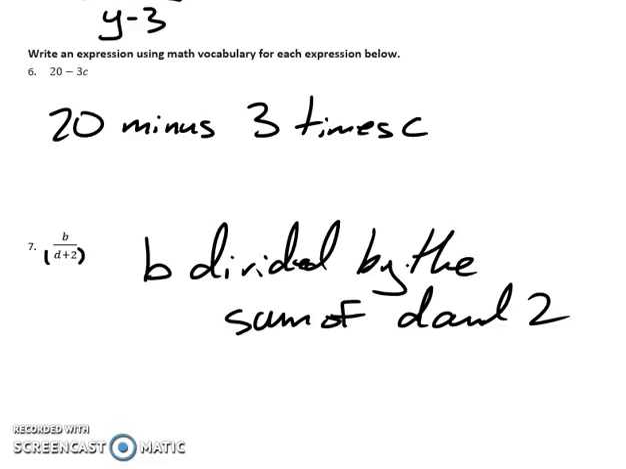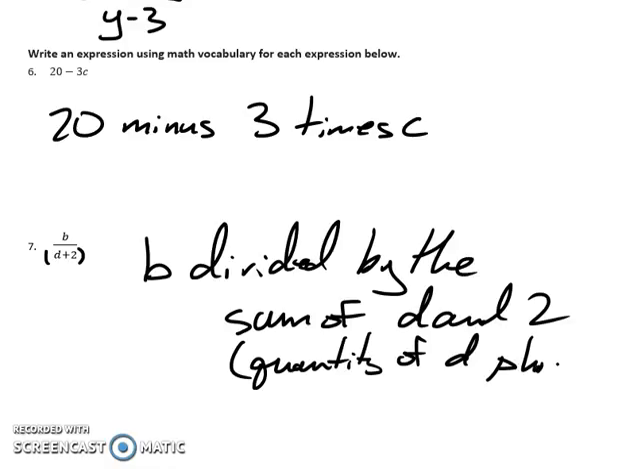Or I could say b divided by the quantity of d plus 2. Now that's the key thing here. If you're going to use the word quantity, it just means parentheses. All right, I've used parentheses there. I still need to say d plus 2. I still need to end up saying the word plus there. Whereas if I use the word sum, I don't want to say plus again because sum already does mean to add. All right, anyway, there's your quiz corrections.